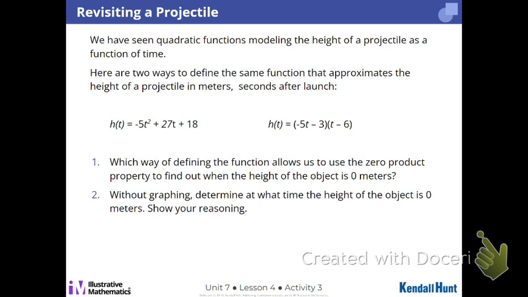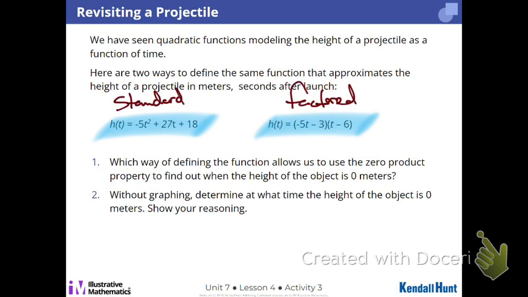All right, so we're going to point out here. This is the same function. We've got standard, and we've got factored. The question is, which one of these forms allows you to use the zero product rule? Let's take a vote. Who thinks standard form allows us to use the zero product rule? Who thinks factored form does? Factored works, yeah, factored. Because if I set that equal to 0, I got 2 things. If I set this equal to 0, I've got 2 variables to mess with instead of 1, a t squared and a t. Okay, so this answer is number 1.